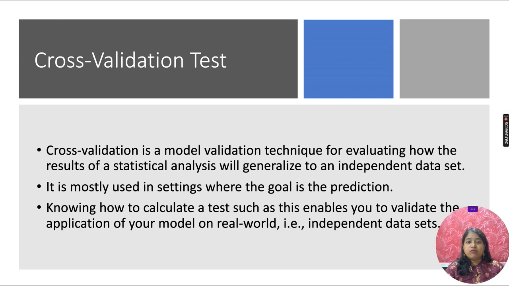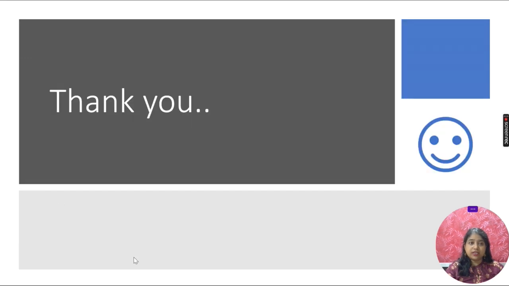Cross-validation, testing a model. Cross-validation is a model validation technique for evaluating how the results of a statistical analysis will generalize to an independent data set. It is mostly used in settings where the goal is prediction. Knowing how to calculate tests such as this enables you to validate the application of a model on a real-world, that is, independent data set. So with this, we have completed part 2 of unit number 4.